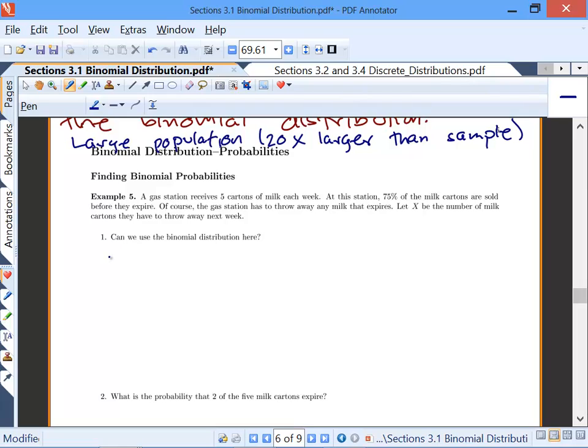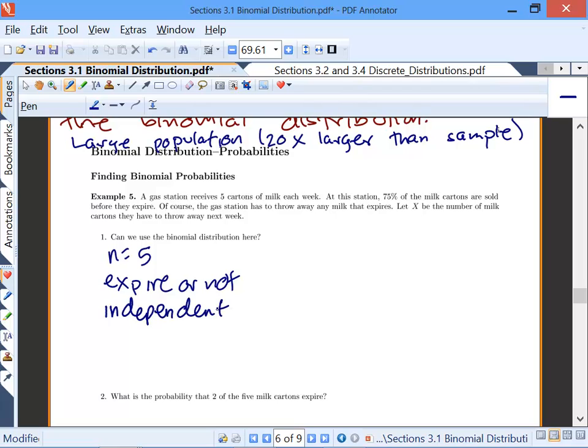Okay. We check N. How many milk cartons are we going to be looking at? Five of them. Okay. Can we classify it two ways? So, expire or not, good or bad, however you want to write it. What about independent? Should one milk carton affect the next one? No, so independent.